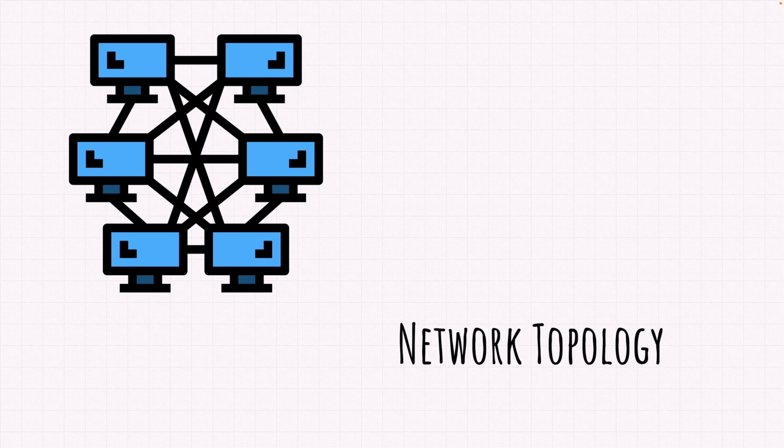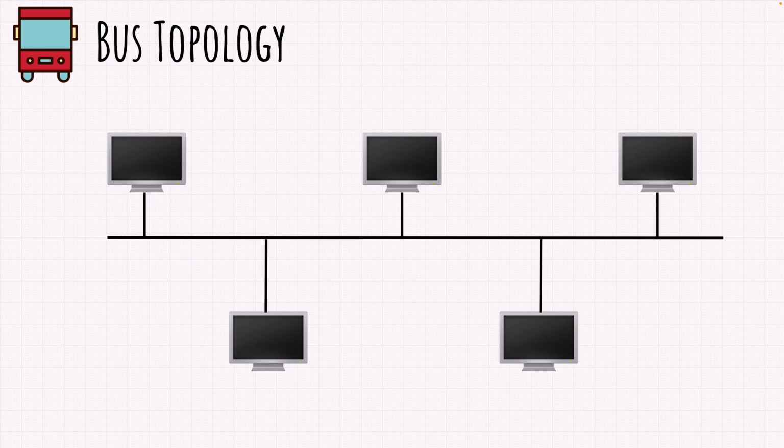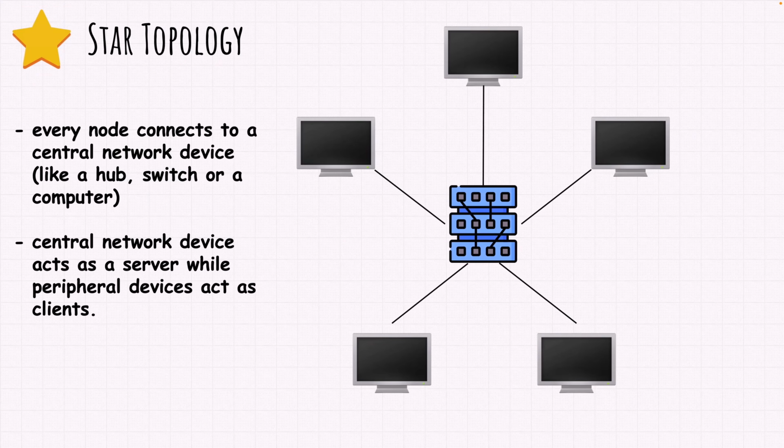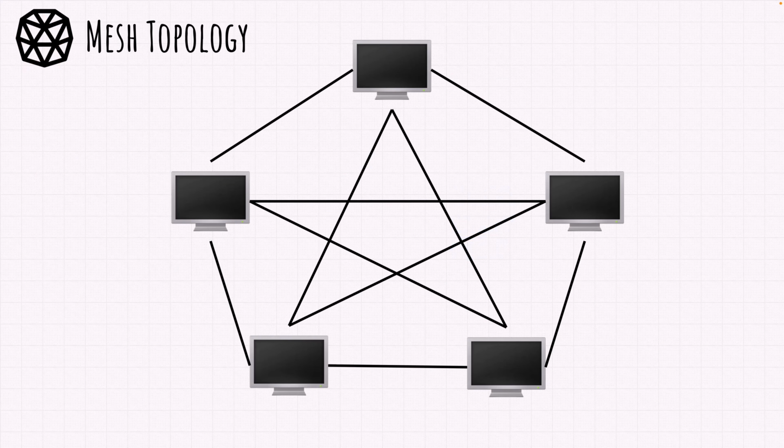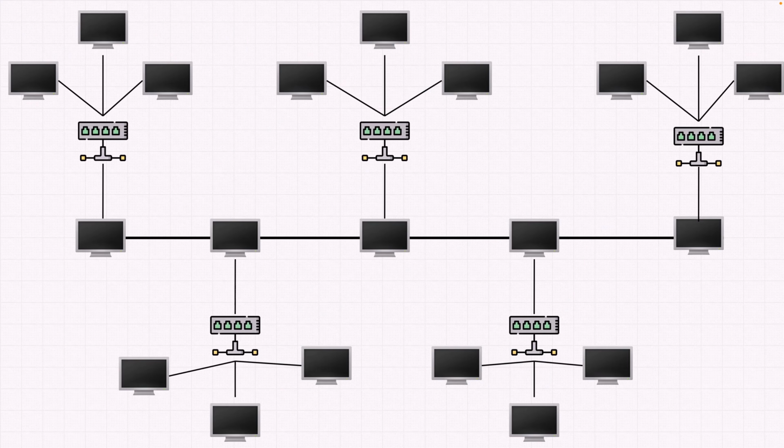So some of the common network topologies are bus topology. Now, this is a bus topology where all devices are connected to a single central cable. We also have star topology, where devices are connected to a central hub or a switch. Besides star topology, we have mesh topology. Each device is connected to every other device. Now, this is often seen in more complex systems. And lastly, we have hybrid topology, which is a mix of two or more topologies.